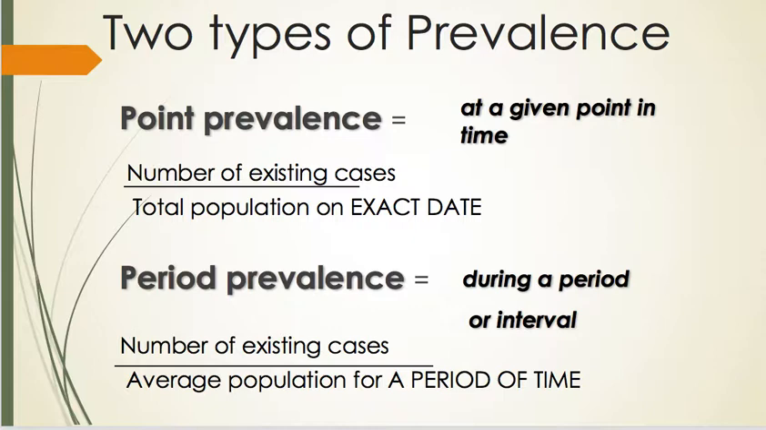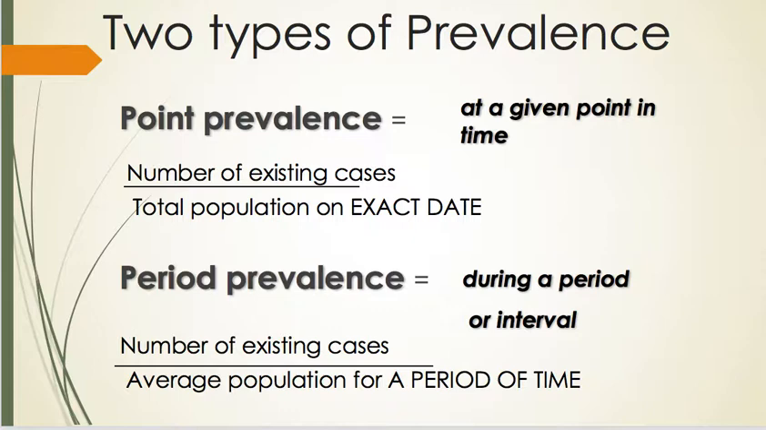There are 2 main types of prevalence: point prevalence and period prevalence. Point prevalence is defined as the number of existing cases in the total population on a very exact date, a point in time. The CDC uses June 1st for the midpoint in the year. Period prevalence is the number of existing cases over the average population for a time period.